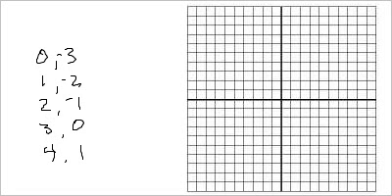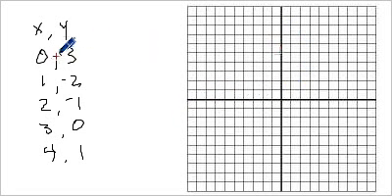So in order to plot these on the grid, you know that this is the y-axis and this is the x. And the x value is always plotted first. You always do the x first and then the y value. And down here would be negative y values. Over here are positive x values, positive y, and negative x.